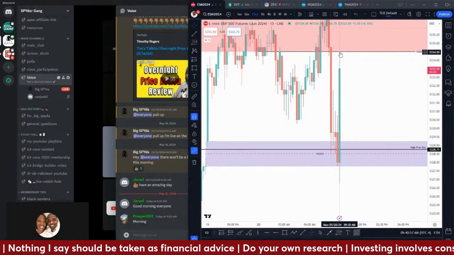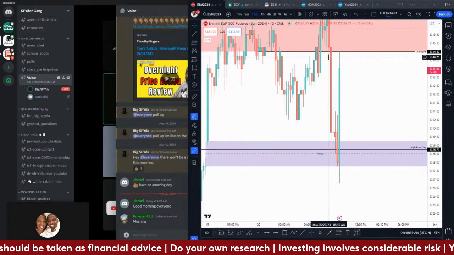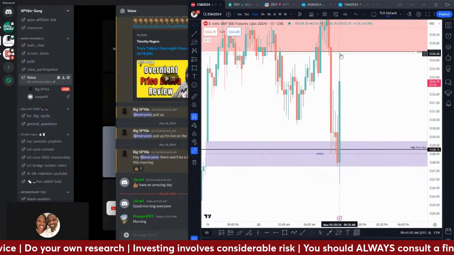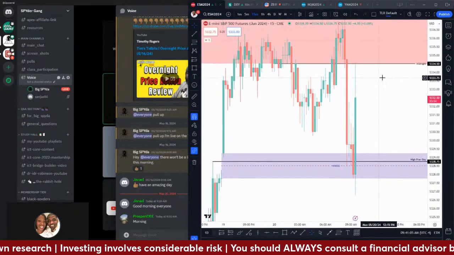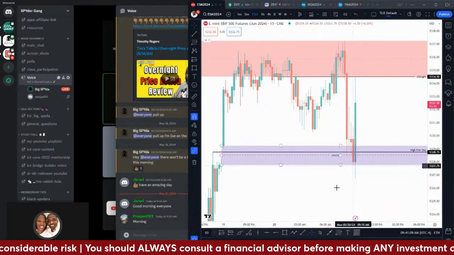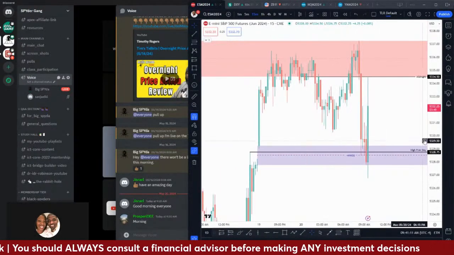And then it immediately took off, repricing the SIBI and touching the midnight open. And that's where we are now for price action.